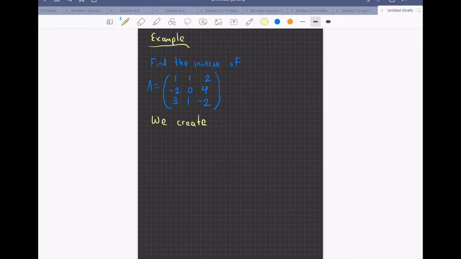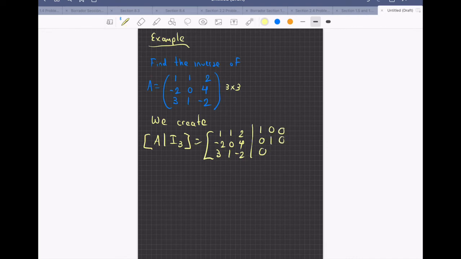We create the bigger matrix A, I. Notice that in this case, the size for this matrix is 3 by 3, so I need to put here the identity with size 3. So this is 1, 1, 2; negative 2, 0, 4; 3, 1, negative 2, and here 1, 0, 0; 0, 1, 0; 0, 0, 1. There you have. And the purpose is what? With the row operations, try to turn this side into this side. So let's try to do it.